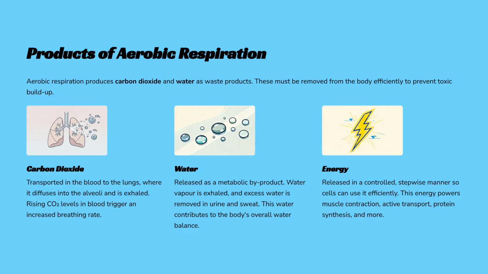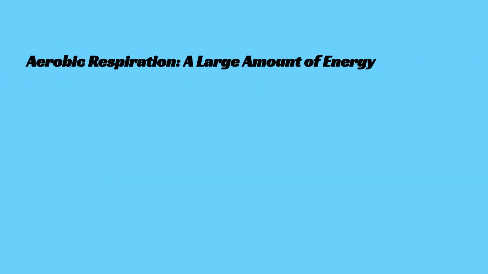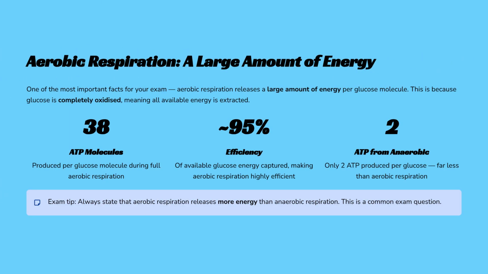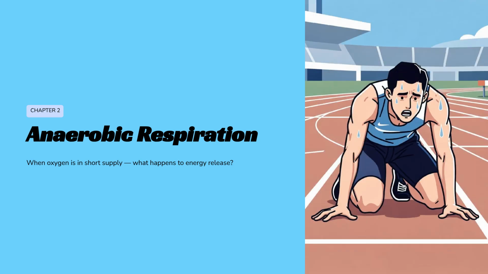The waste products of aerobic respiration, carbon dioxide and water, must be removed. Carbon dioxide is exhaled, while excess water is removed through sweat and urine. For your exams, remember that aerobic respiration is far more efficient than anaerobic respiration, producing significantly more ATP per glucose molecule. Next, we look at anaerobic respiration.